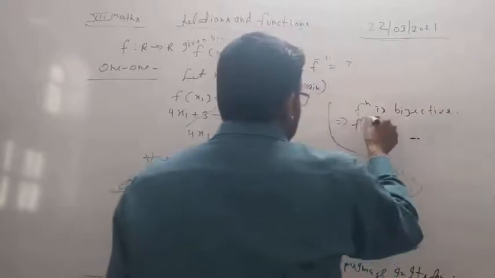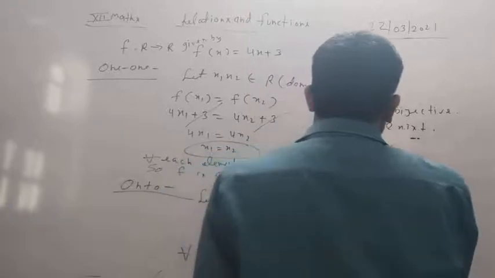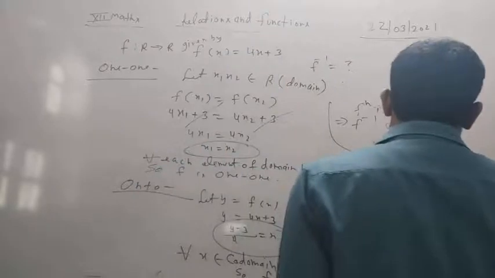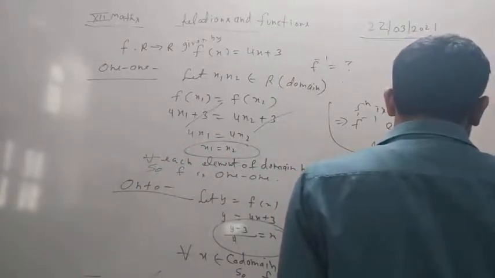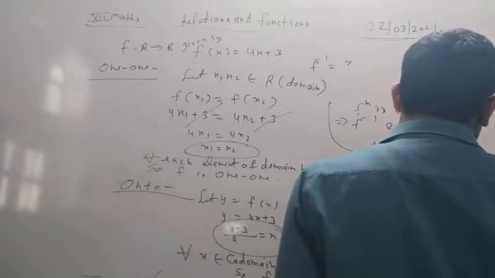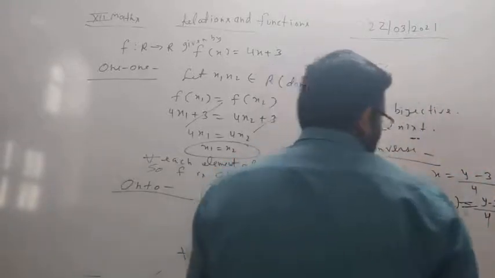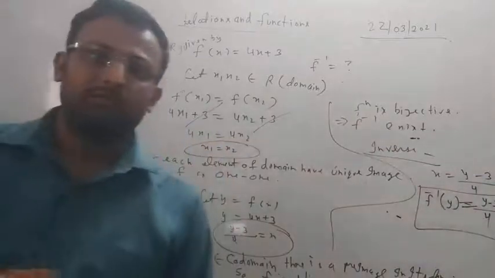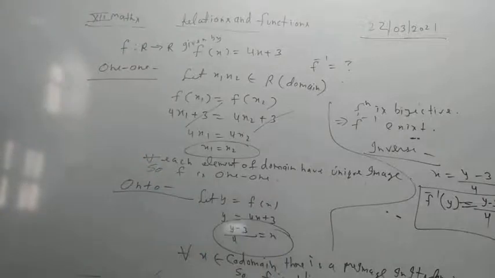This implies f inverse exists, and then the inverse of f will be what? x = (y - 3)/4. So f inverse of y is equal to (y - 3)/4, and this will be our f inverse. Okay, so I hope you understand, students.